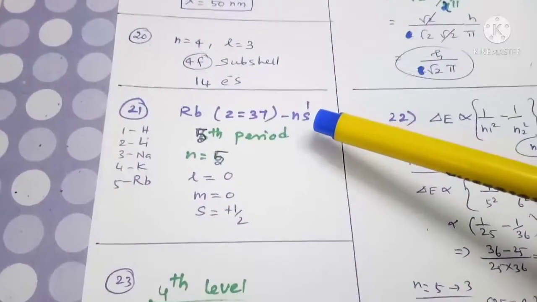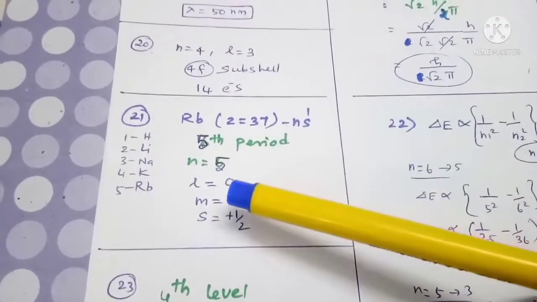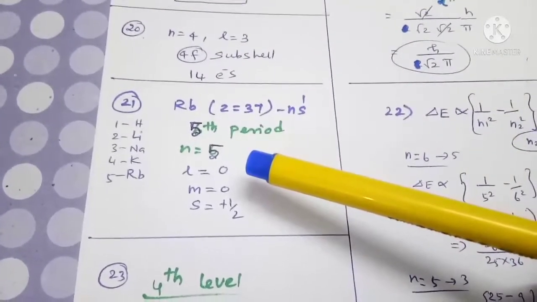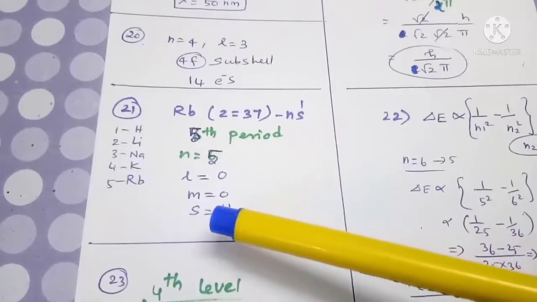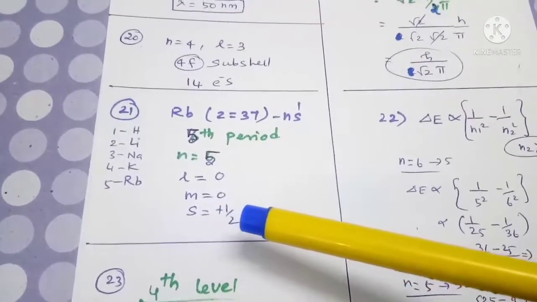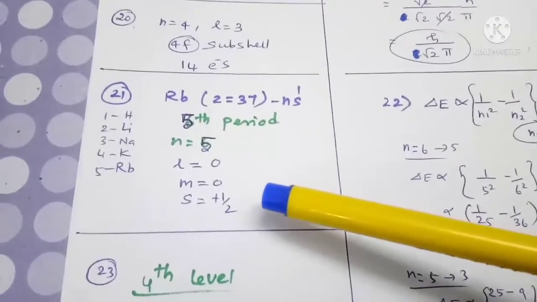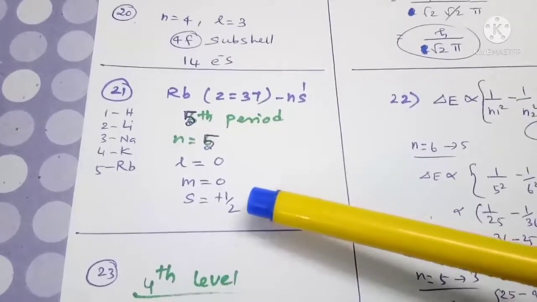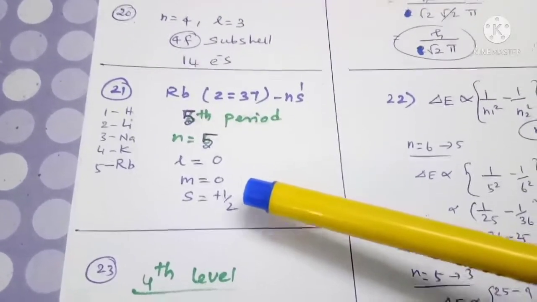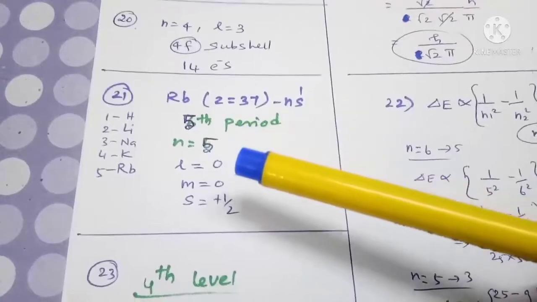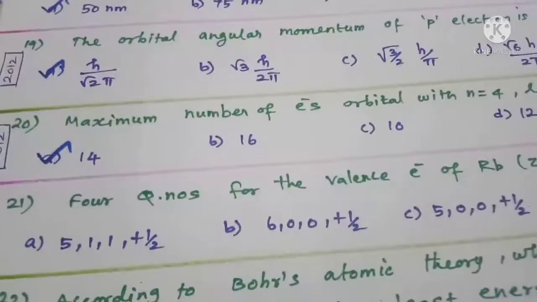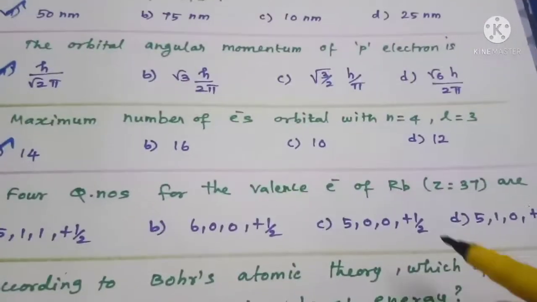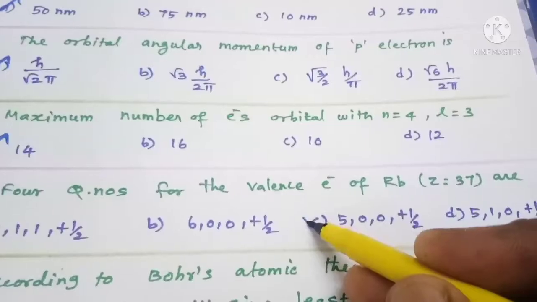It has 1 electron in the s orbital. Therefore the l value is 0 for the s orbital. If l is 0, m is also 0. Then when you have only 1 electron in an orbital, it will have clockwise spinning, so the s value is plus half. So the answer is 5, 0, 0, plus half. Look at the options: option C is the right answer.